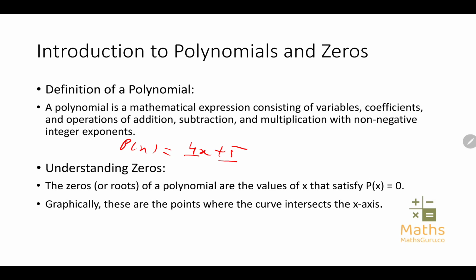And what are zeros? Zeros are the values of the polynomial that will make this whole expression 0. In this case, it would be minus 5 by 4. We will see how to calculate those things. Graphically, if we plot it on the x and y axis, it is the point where it meets the x-axis. That point we call a zero of the polynomial.